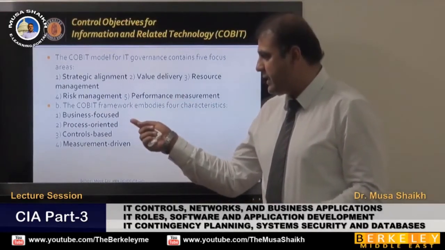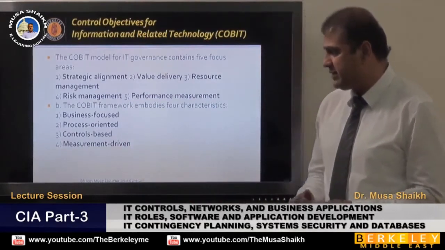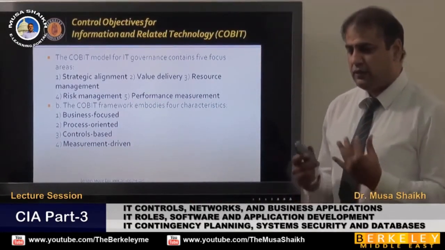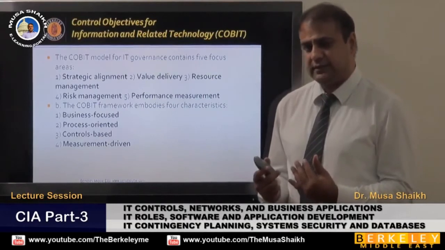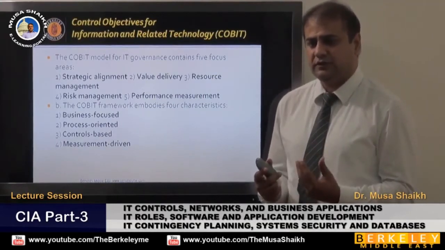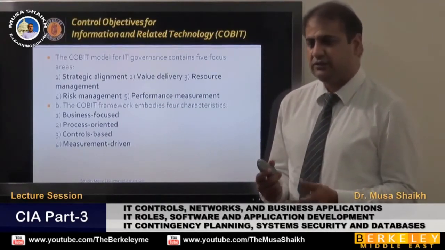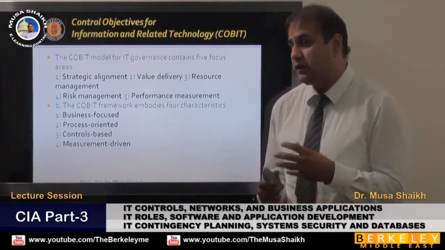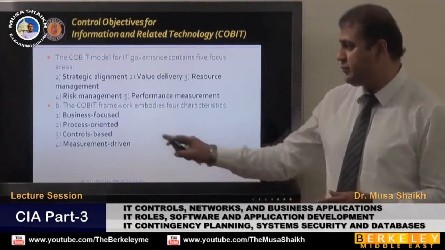COBIT has 4 techniques. You have business focused controls. Means if you are an auditor and you want to make a system, you have certain options. One is business oriented. Means you see what is business, then make a control like this. The other is you see process.